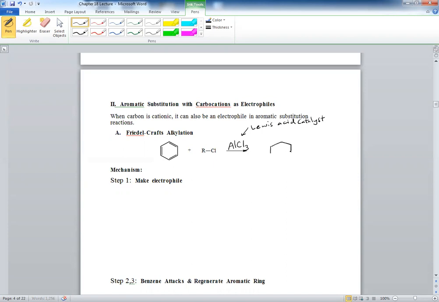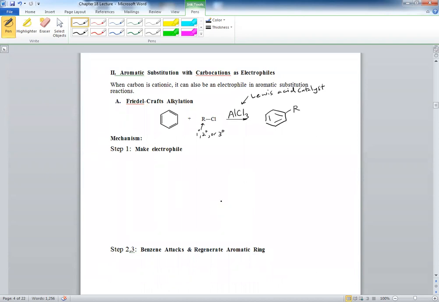And the product would be, let's redraw that, an alkyl benzene. So you added an R group. The R group here can be a primary, a secondary, or tertiary alkyl group. So let's begin with the first step. The first step is making the electrophile, as always. So what if we have secondary or tertiary electrophiles? So you would form a carbocation.